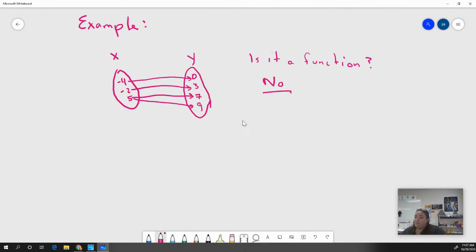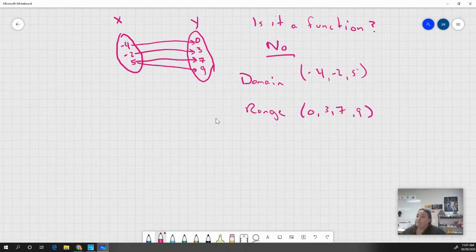And if I asked you what the domain was of this, well, your domain would just be -4, -2, and 5, right? Your range would be whatever is in your y circle. And in this case, it would be 0, 3, 7, and 9. Because relations, even though it's not a function, it's still a relation, and it does have a domain and a range.